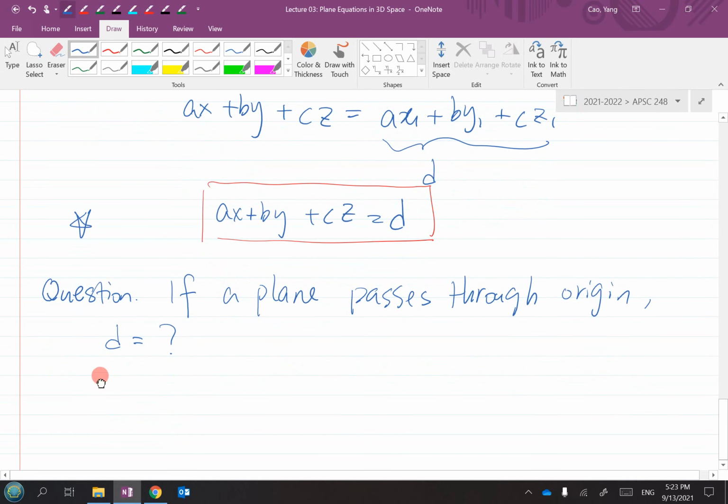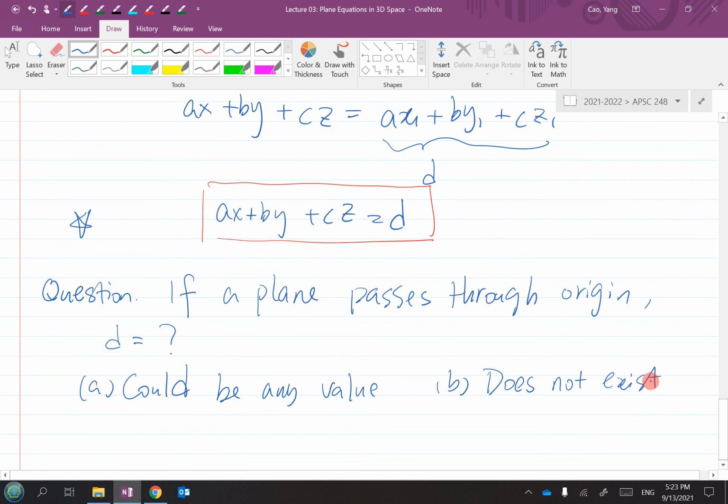Let's say I have to give you a multiple choice question. A: it could be anything. B: does not exist. C: this is 0. So let me see your hands. Which one would that be? You can use 1 finger for A, 2 fingers for B, and then 3 fingers for C.